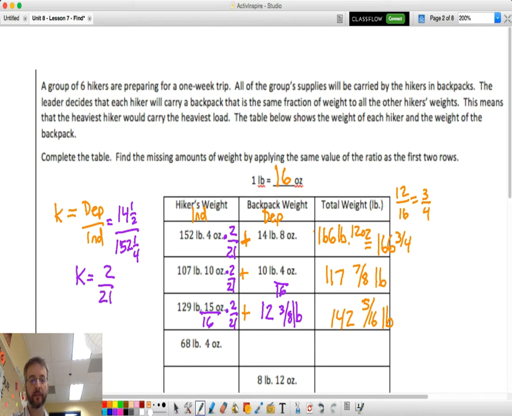Let's do that again. If I have a hiker who weighs 68 pounds and 4 ounces, and I use my K value that I found from my first two by taking the dependent and dividing it by the independent, if I use that in every row here, it's going to help me. So let's do that again. 64 and 4/16.